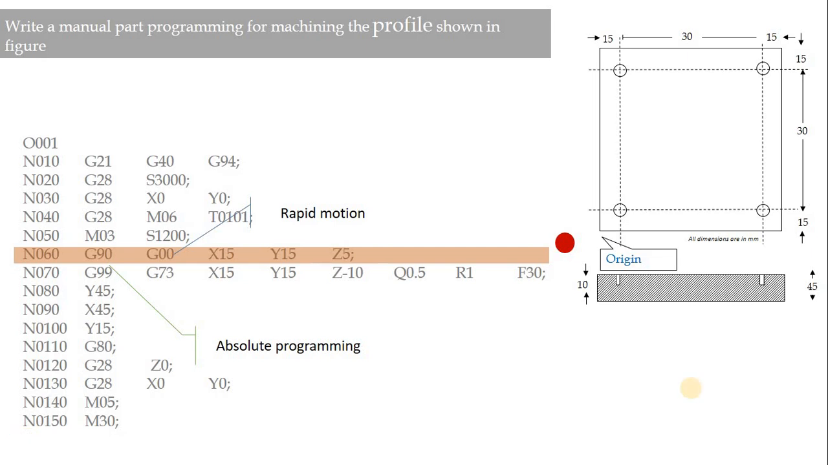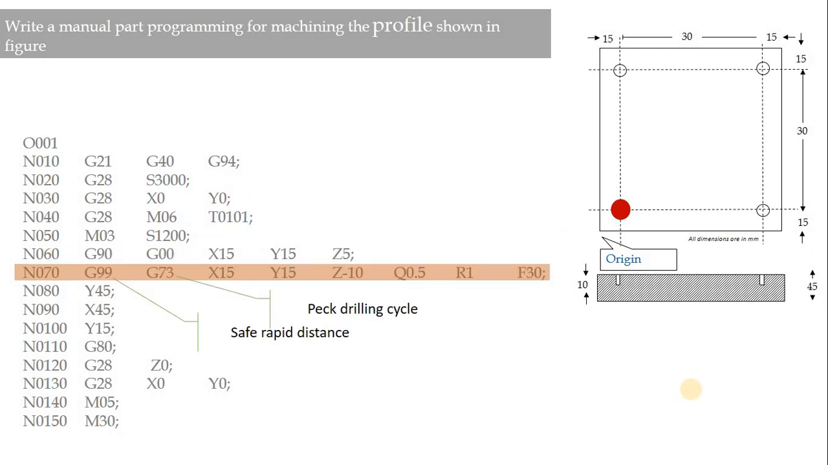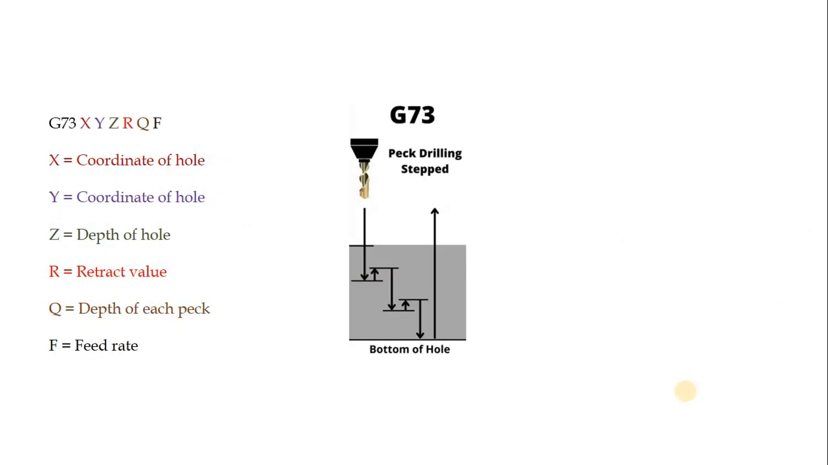Next is a very important program line, that is G99 G73. Before we explain further, let's see what G73 and G99 mean. In a CNC machine, we have different canned cycles for different purposes such as drilling and boring. The syntax of G73 consists of X and Y, which indicate the coordinates of the hole, Z is the depth of the hole, R is the retract value, Q is the depth of each peck, and F is the feed rate.